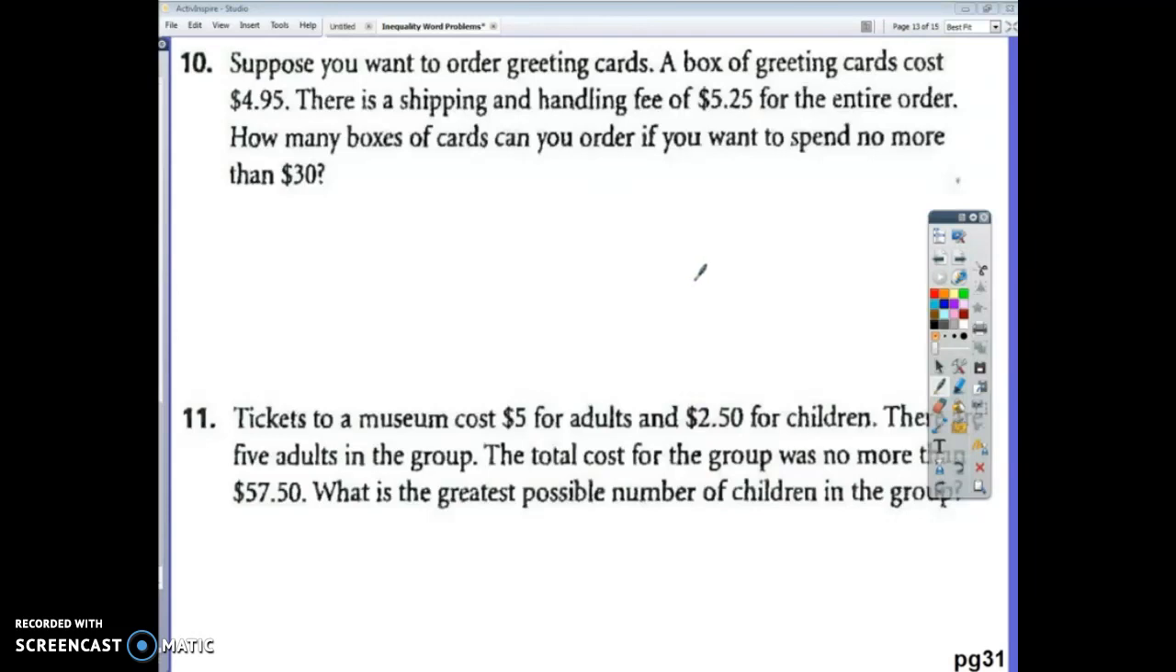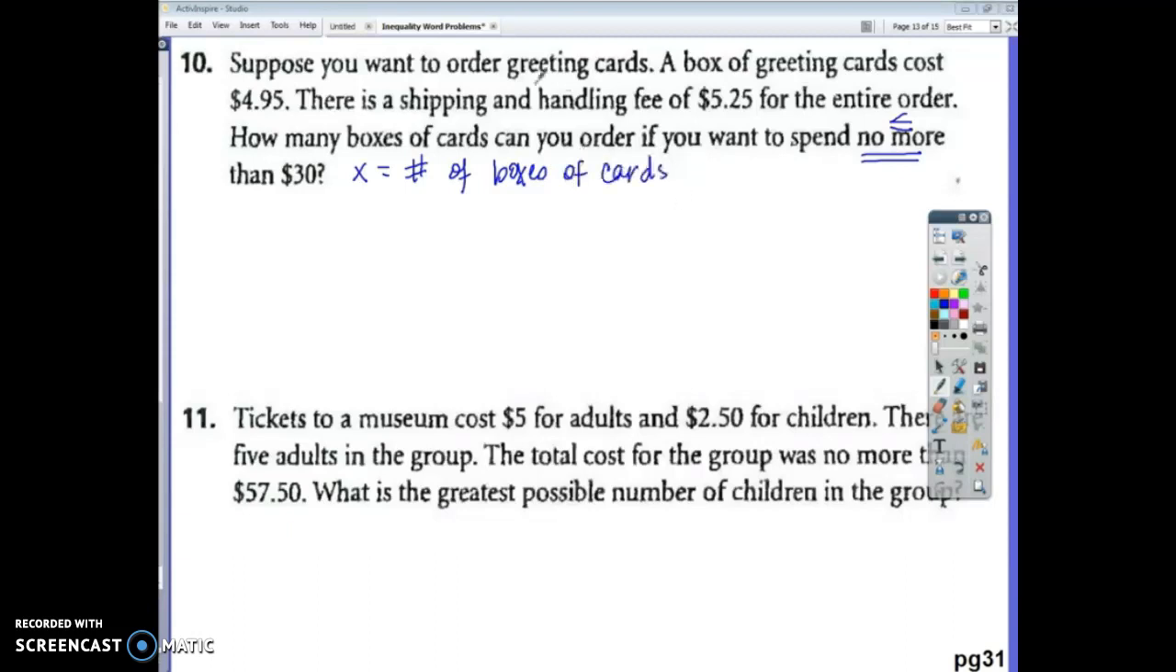Suppose you want to order greeting cards. A box of greeting cards costs $4.95. There is a shipping and handling fee of $5.25 for the entire order. How many boxes of cards can you order if you want to spend no more, which means I can't go over but I can be equal to, $30? No more than $30, less than or equal to. So X represents the number of boxes of cards.